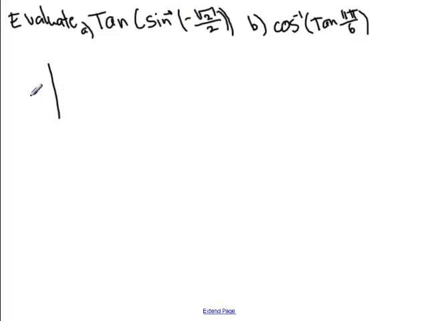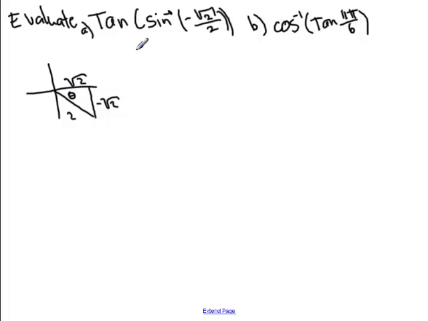So we draw our triangle, and this is going to be the range of inverse sine. Again, it is in quadrants 1 and 4, between negative pi over 2 and pi over 2. And since we have a negative sign that we're looking for, we're going to draw it in quadrant 4. So the y, or the opposite, is going to be negative root 2, hypotenuse 2, adjacent square root of 2. And our angle is going to be negative pi over 4.